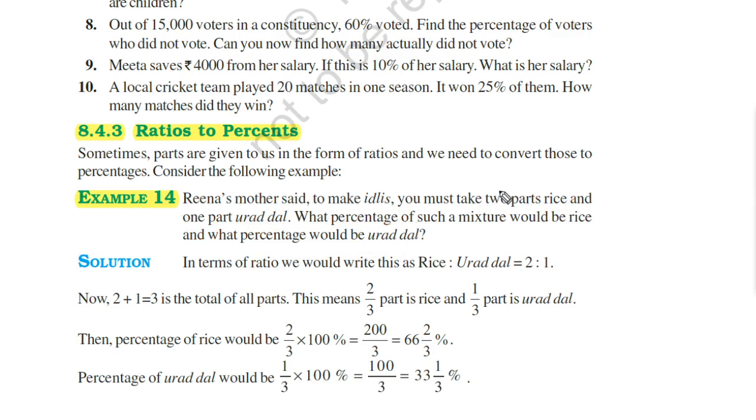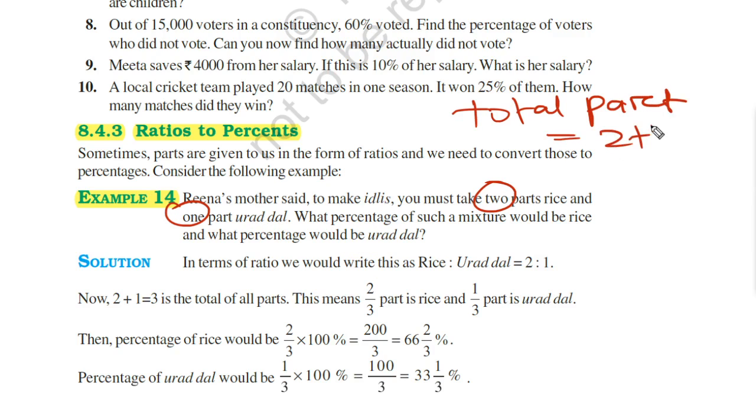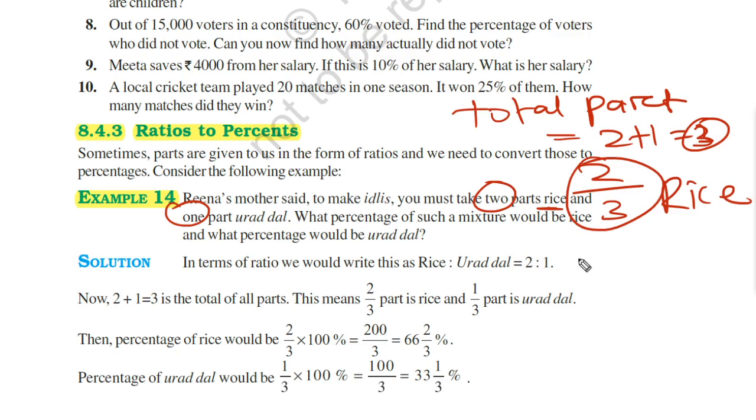Here you can see 2 parts rice and 1 part urad dal. Total part is equal to 2 plus 1, which is equal to 3 parts. So out of 3 parts, the fraction of rice will be 2 out of 3 parts. So this is your rice. Similarly, the fraction of urad dal will be 1 part out of 3. Now we have 2 by 3 is rice, 1 by 3 is urad dal.